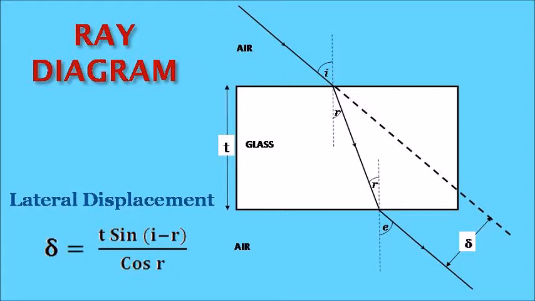In the process, there is a separation between the incident ray and the emergent ray. This separation is known as the lateral displacement of the light. The expression of lateral displacement, which is represented by delta, is written as T sin(I minus R) upon cos R. And it shows that the lateral displacement depends on the thickness of the medium, that is glass here, and the angle of incidence. In this activity, we'll verify the displacement dependence on these two factors.